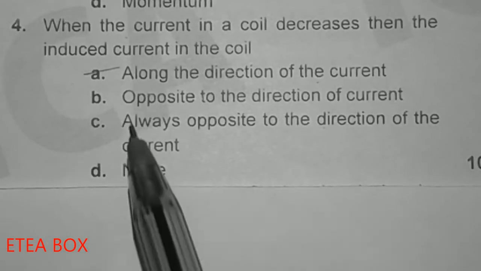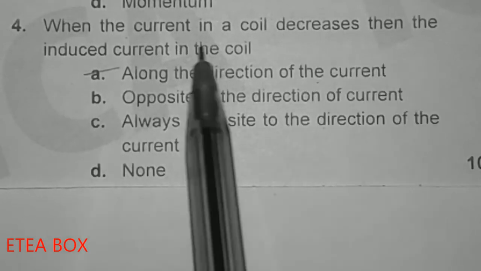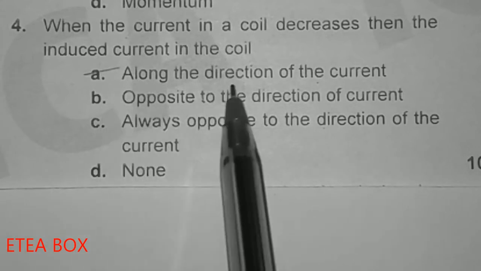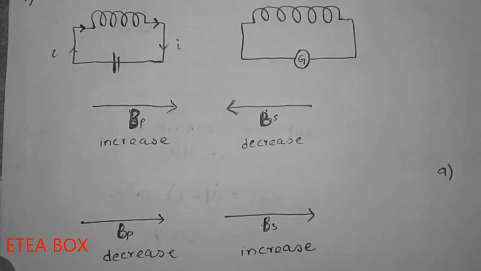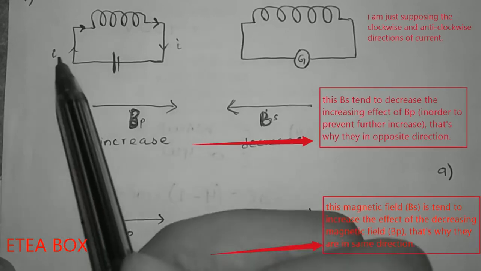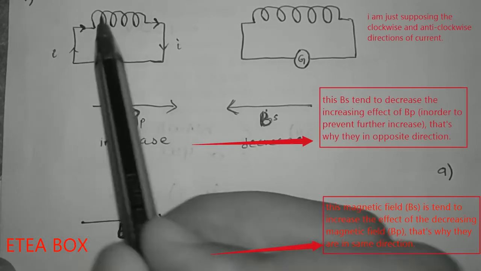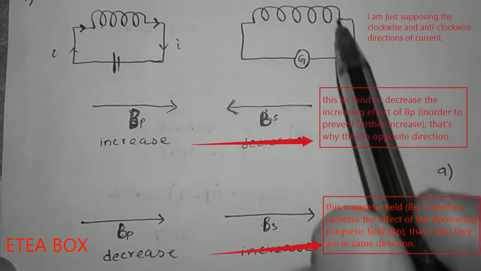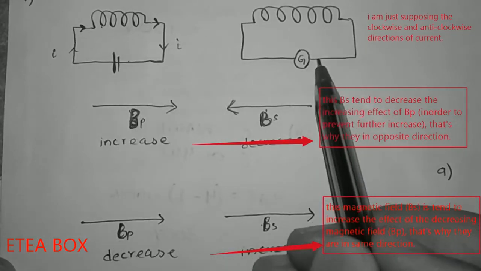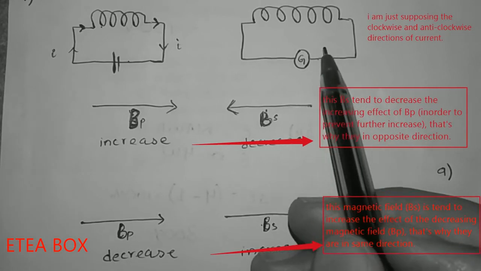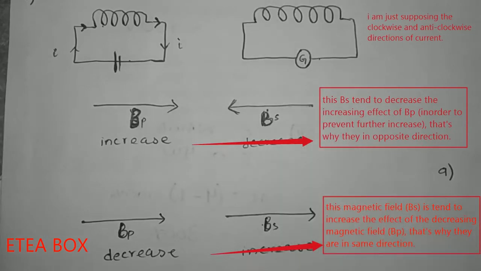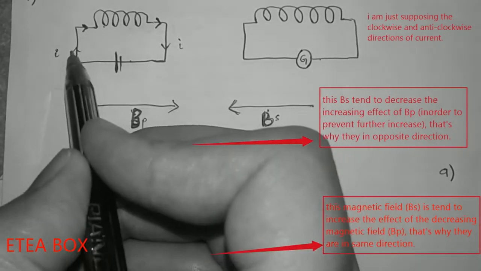When the current in a coil decreases, then the induced current in the coil, option A is correct here, is along the direction of the current. Now look here, the current here is increasing. So in this case when the current is increasing, what will happen? This is the primary coil, and in the secondary coil the current will tend to decrease the effect of the magnetic field of this one.